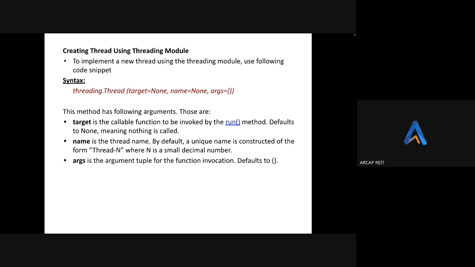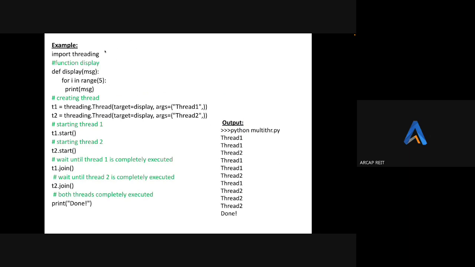So it's not like the previous one, it works differently. args is the argument tuple for the function invocation, which by default is empty. So you can see we are importing threading. Again, the same display function, we are printing the same. Here we are using t1 = threading.Thread with target set to this function display, and args set to thread1.